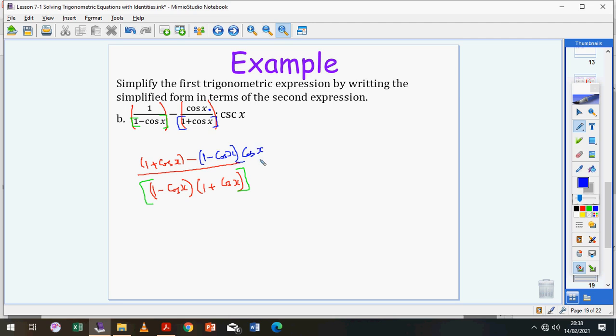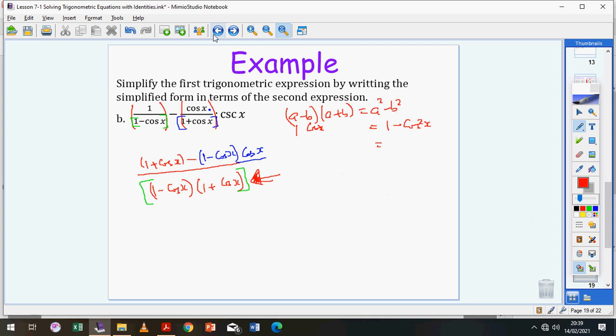Alright, moving on. I hope you see that this denominator is a difference of squares. And just a reminder, difference of squares: if I have a minus b times a plus b, that's the same thing as a squared minus b squared. So here my a is 1 and my b is cosine of x. So that whole thing is just going to become 1 minus cosine squared x.